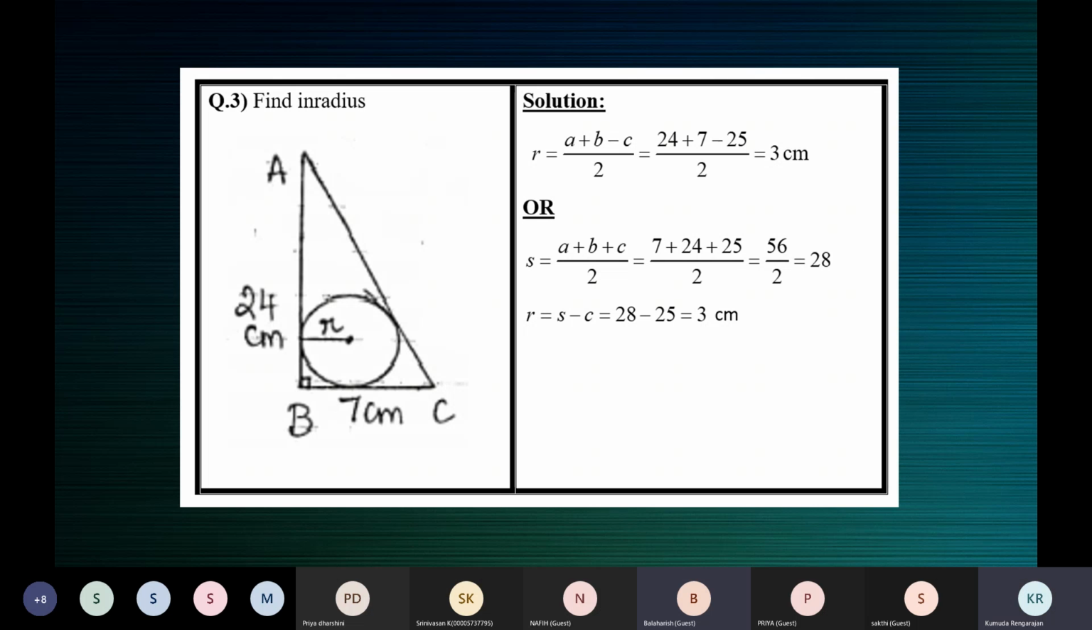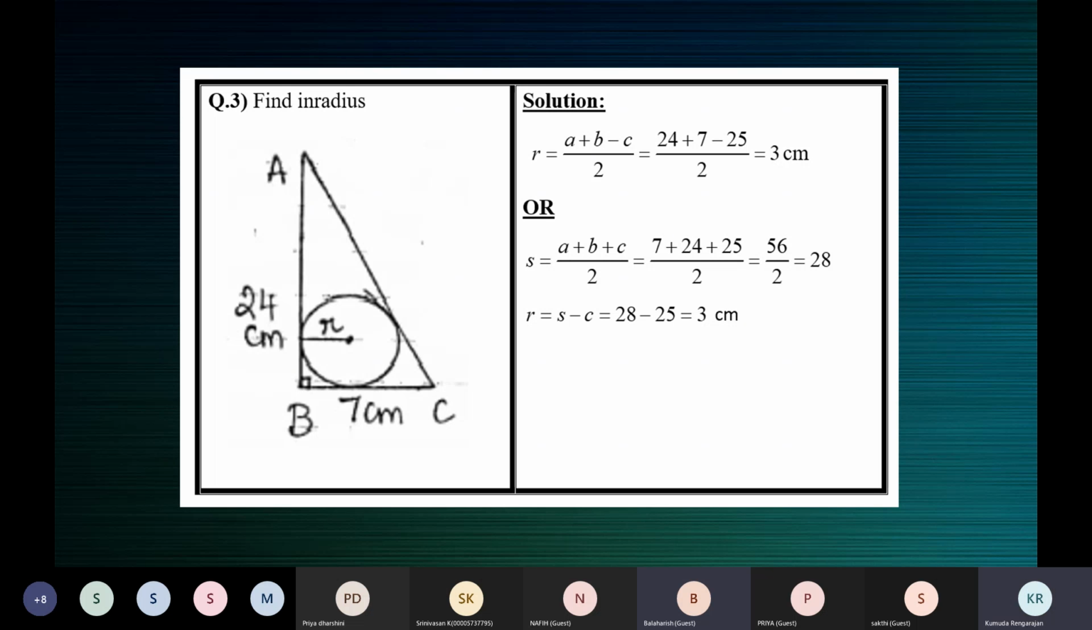Inradius is equal to, what is the value of a? 24. What's the value of b? 7. What's the value of c? We don't know. We'll have to find it using Pythagoras theorem, and we get 25. Yes or no, children? Yes, ma'am. The length of the hypotenuse by Pythagoras theorem is 25 centimeters. a can be 24 or 7, a and b interchangeably, but c is only the hypotenuse, 25 by Pythagoras theorem.